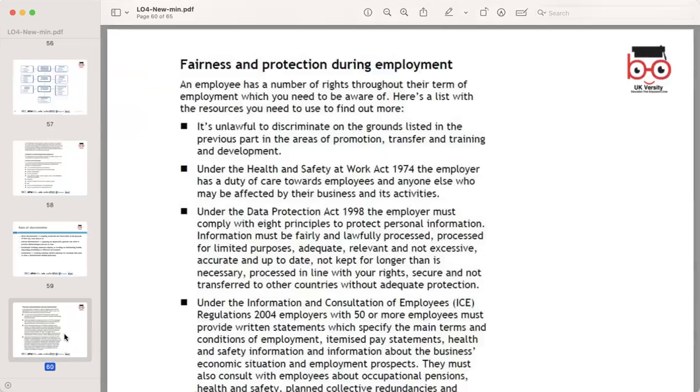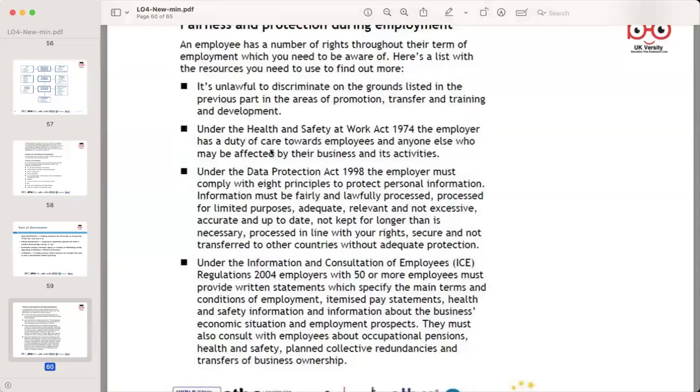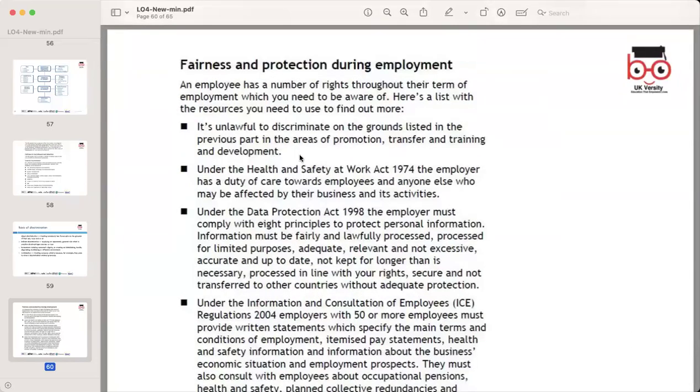Fairness and protection during employment. An employee has a number of rights throughout their terms of employment, which you need to be aware of. So here's a list with the resources you need to use to find out more. Can anybody go through point one? Anyone? Volunteer?